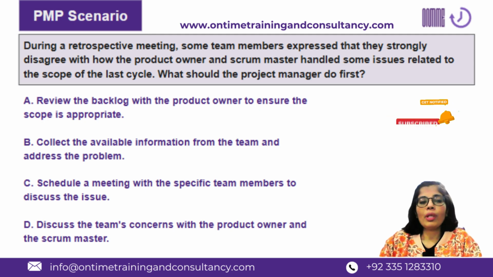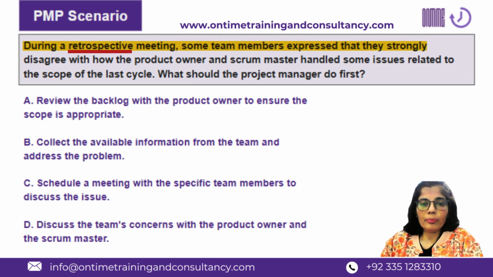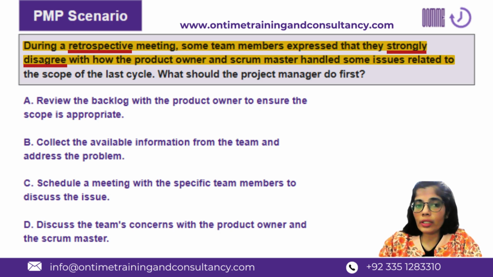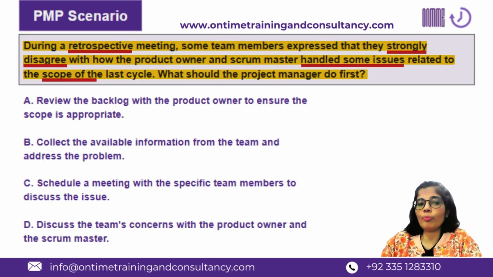to the correct answer. During a retrospective meeting, some team members expressed that they strongly disagree with how the product owner and Scrum Master handled some issues related to the scope of the last cycle. What should the project manager do first?